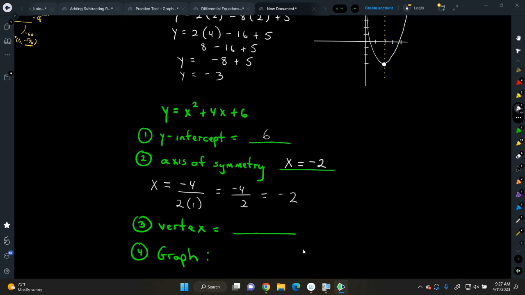Okay. Shayna, what now for the vertex? You would put in -2, and then put it into the equation? Right. Okay.